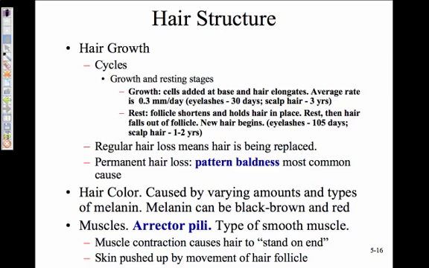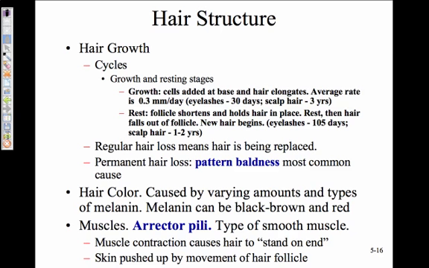In the rest stage, the follicle shortens and holds hair in place. It rests, and then the hair falls out of the follicle, and then a new hair begins. The rest period for eyelashes is about 105 days, and for scalp hair about 1 to 2 years. Regular hair loss means that hair is being replaced. When you shower, at the bottom of your shower drain you're always going to find hair there. That's normal. That hair that's falling out is being replaced.